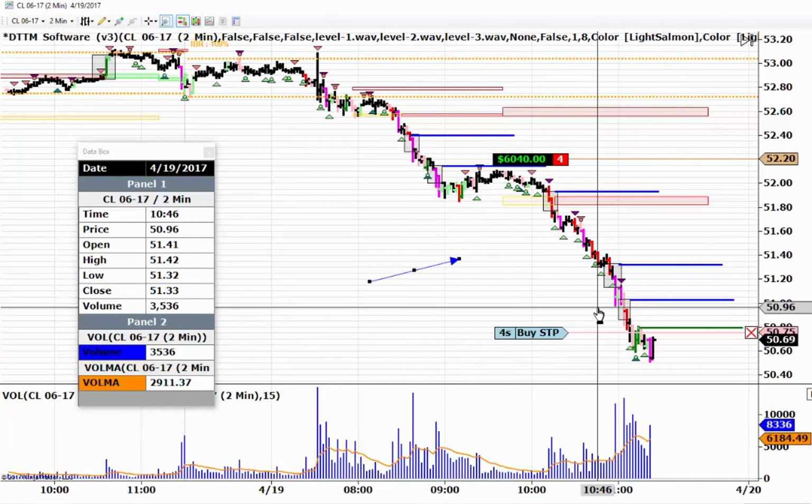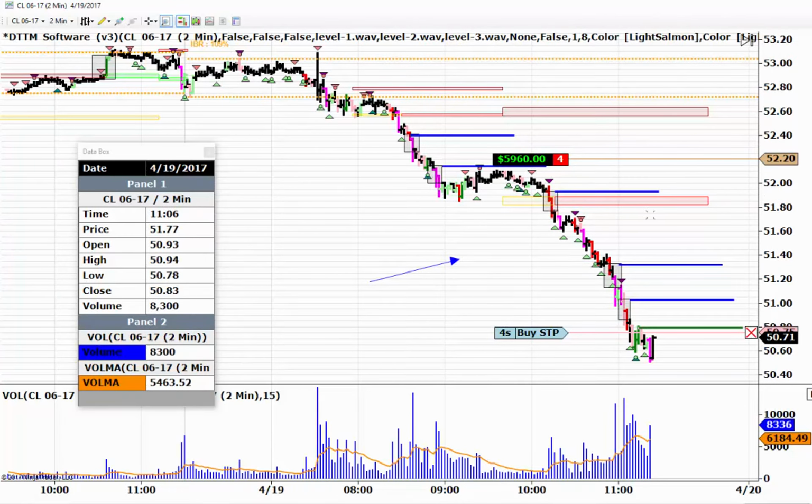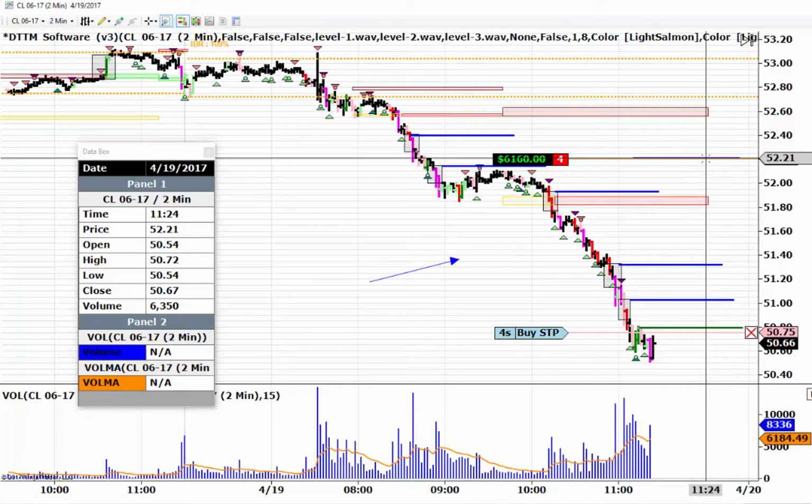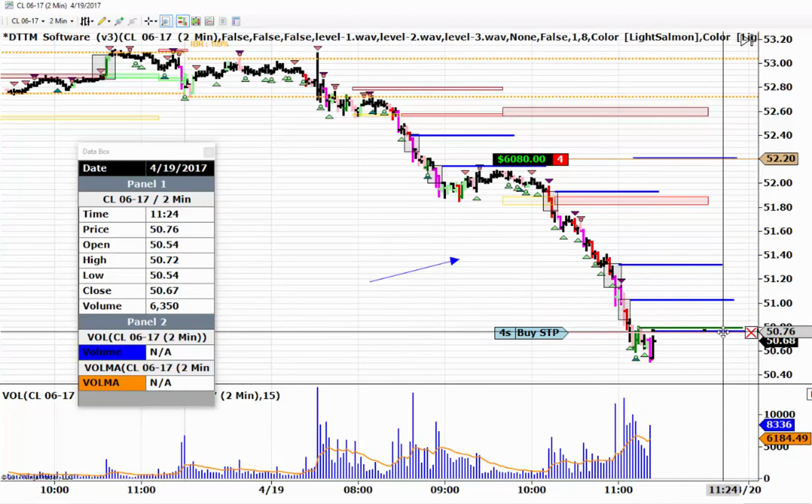Our stop's at 50.75, and I should make also a notation here. I'll just go ahead and copy one of these. This is where we're actually short, and then I'll make a copy of that one too down here at our stop price right there.